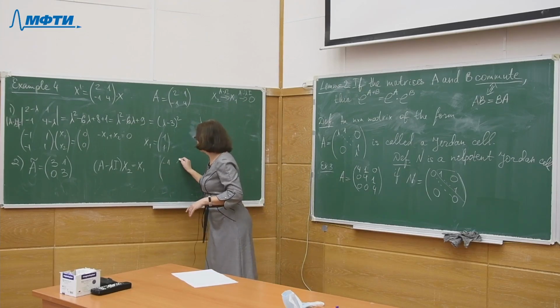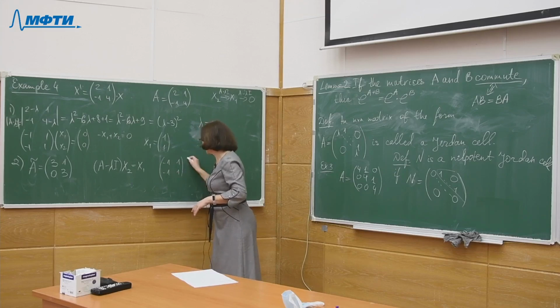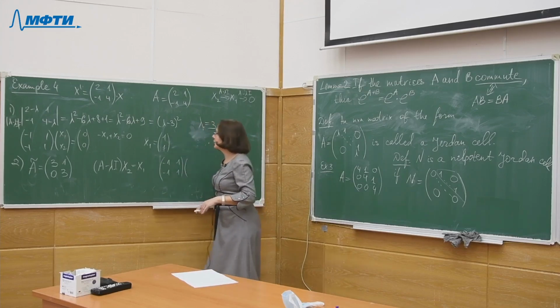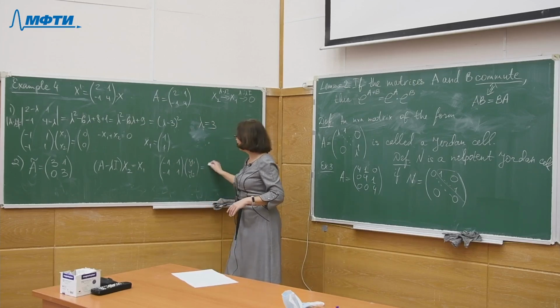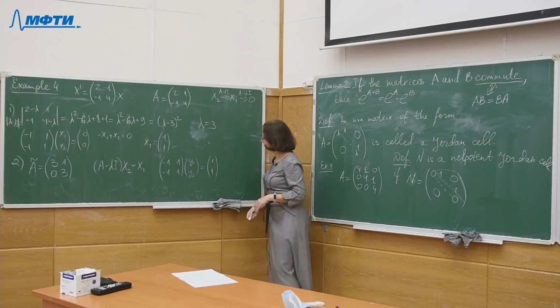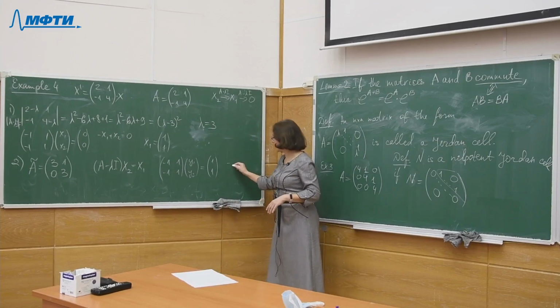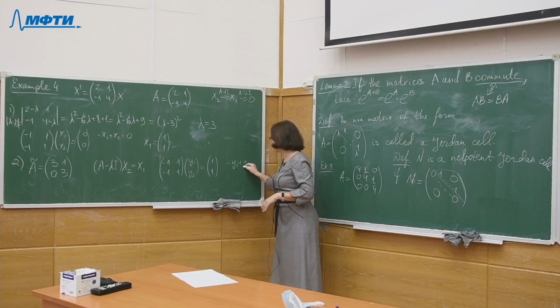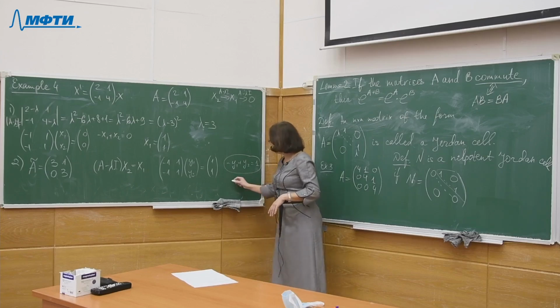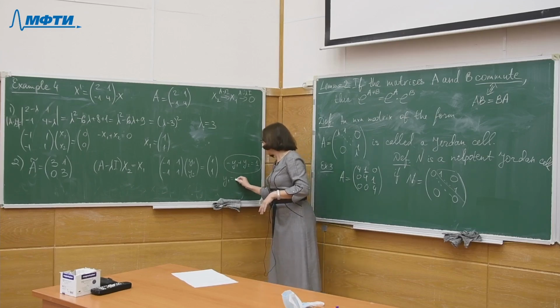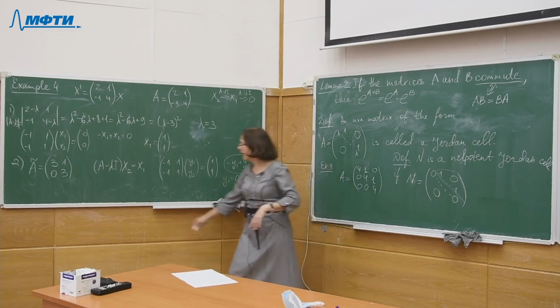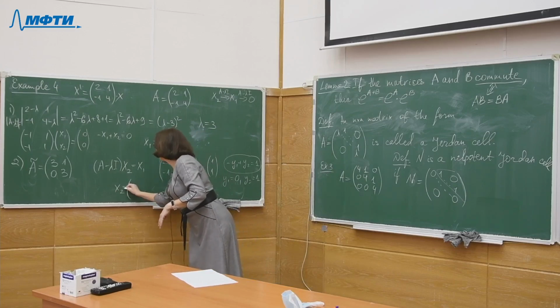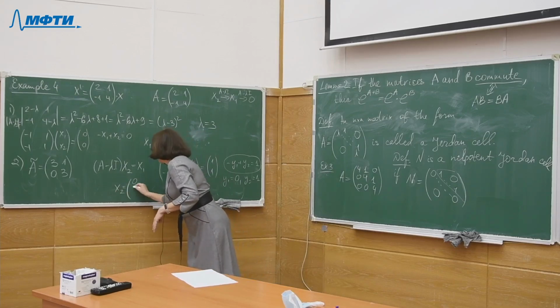And so we need to solve the following equation. To find x2, let it be y1, y2, equals 1, 1. So we have an equation minus y1 plus y2 equals 1. And this equation is satisfied for y1 equals 0, y2 equals 1. And so we have the vector x2, which is 0, 1.